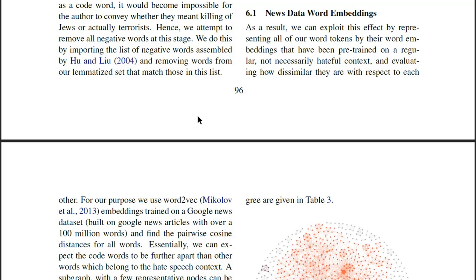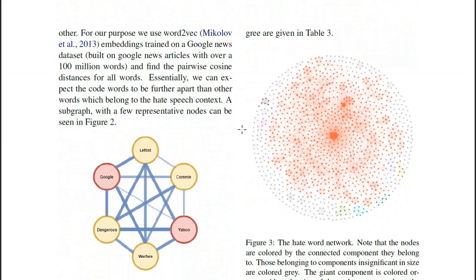So news data word embeddings. As a result, we can exploit this effect by representing all our word tokens by their word embeddings that have been pre-trained on a regular, not necessarily hateful context, and evaluating how dissimilar they are with respect to each other. So they use Word2Vec from Mikolov et al. embeddings trained on a Google News dataset built on Google News articles with over 100 million words and find a pairwise cosine distance for all words. Essentially, we expect the code words to be further apart than other words which belong to the hate speech context.